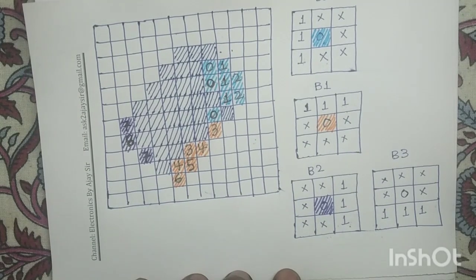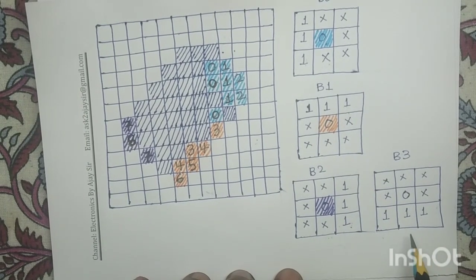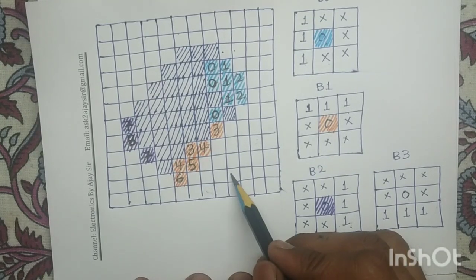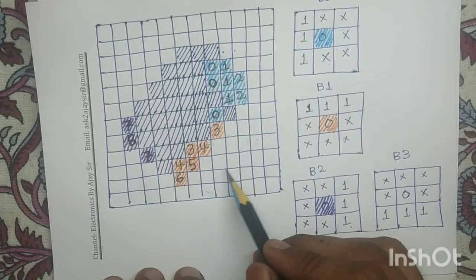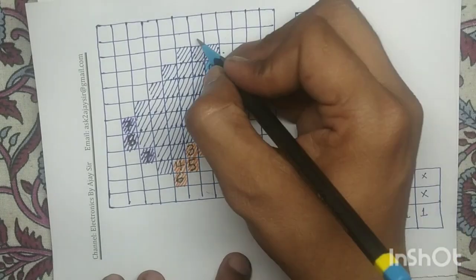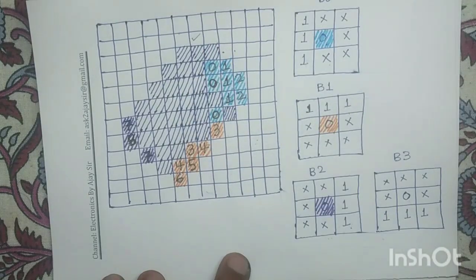Next we will repeat this iterative algorithm with the structuring element B3. In structuring element B3, the center pixel is logic 0 and these 3 pixels are logic 1 and the remaining 5 pixels are don't care. So we will try to find the hit point belonging to this structuring element B3 on this intermediate result. If you try to find the hit points belonging to this structuring element B3, we will get only one point, and that is this point.